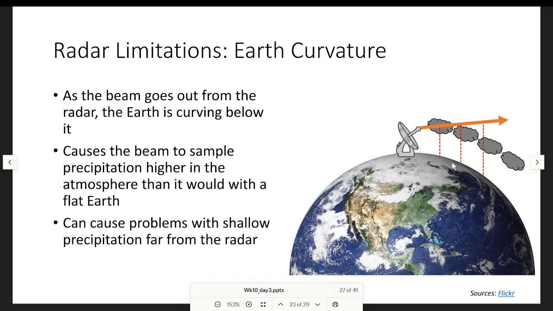If this was flat, you could measure all of these storms pretty well, but since the Earth is curved, unfortunately for us, the precipitation can be missed because the Earth is curving beneath the beam that's in a straight line.